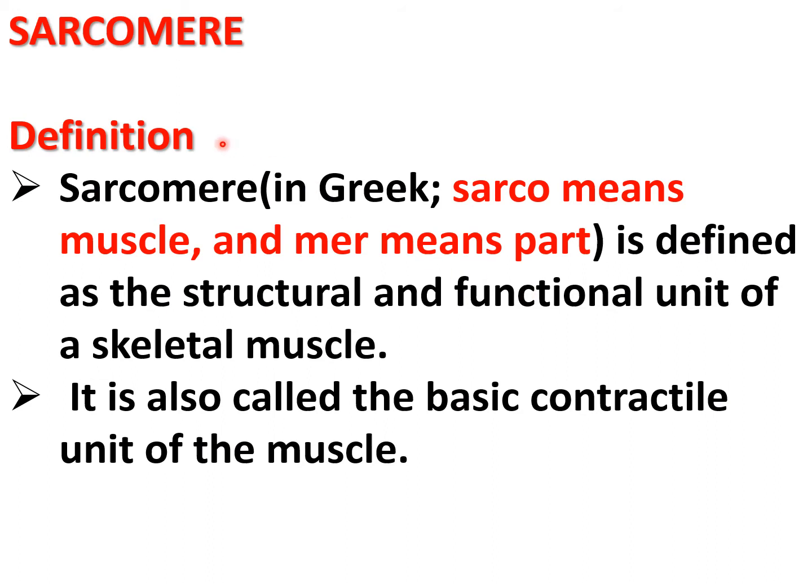So what is the sarcomere? Sarcomere is a Greek word in which sarco means muscle and mere means part. The sarcomere is defined as the structural and functional unit of skeletal muscle, and it is also known as the basic contractile unit of the muscle.